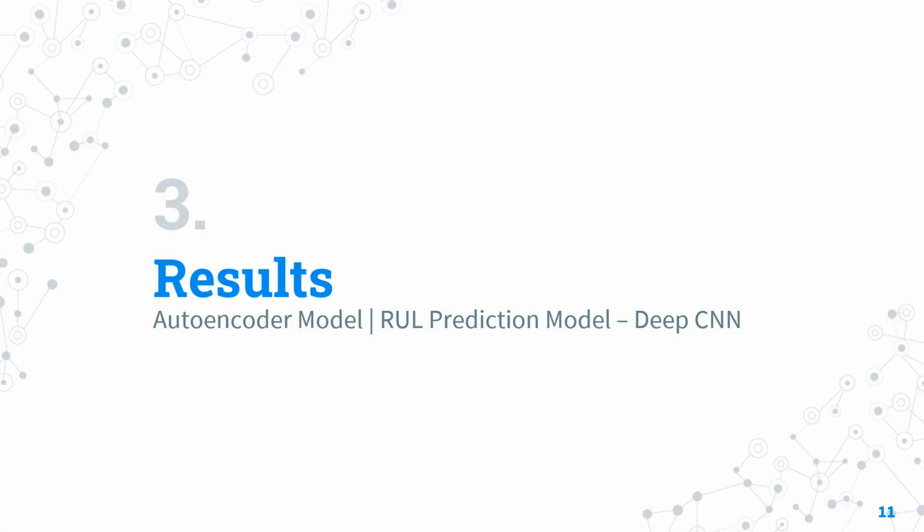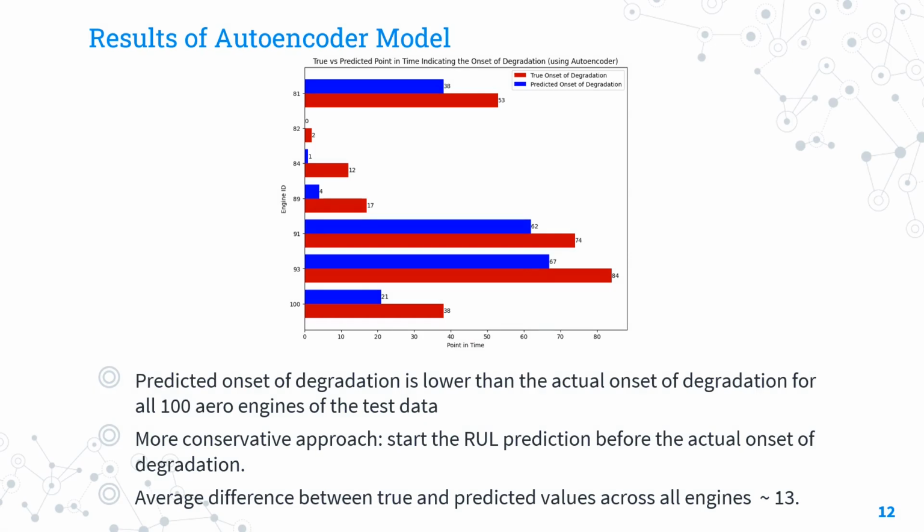Here are the results obtained from both the autoencoder and CNN model. For the autoencoder model, the predicted onset of degradation is plotted against the true onset of degradation for selected engines, shown as examples. Predicted values are lower than true values for all engines of the test data, which presents a more conservative approach where the remaining useful life prediction is implemented before the actual onset of degradation. Also, the average difference between the true and predicted values across all engines is around 13, hence the autoencoder model is indeed effective in predicting the onset of degradation.